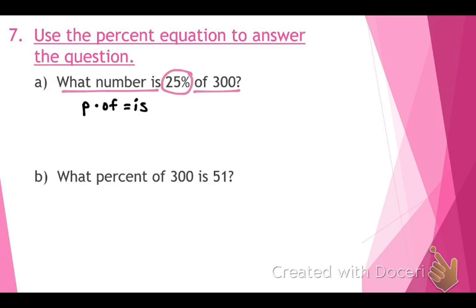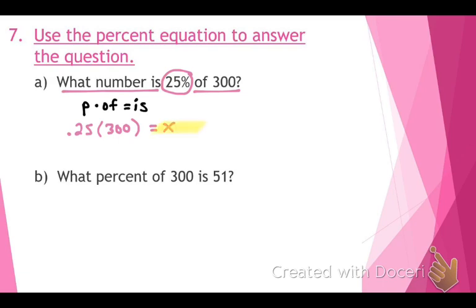So guys, what's the percent? 25%. Here's where everyone messes up. What do I have to do to that? Change it to a decimal. What would 25% be as a decimal? 0.25. What's my of? 300. What's my is? X. It's an X. We don't really know.